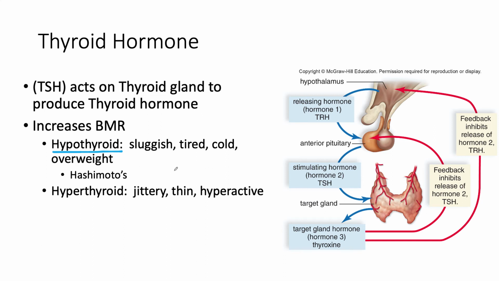There's an autoimmune disease where antibodies attack the thyroid gland and disrupt its ability to produce thyroid hormone, and so they tend to have all of these symptoms. Hyperthyroidism, however, is the opposite. You produce too much thyroid hormone. You tend to be very thin, again, because your metabolism is all jacked up, but you also are jittery, quick to startle, and sort of hyperactive.